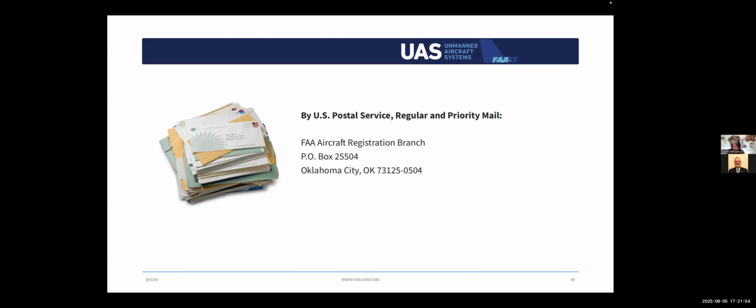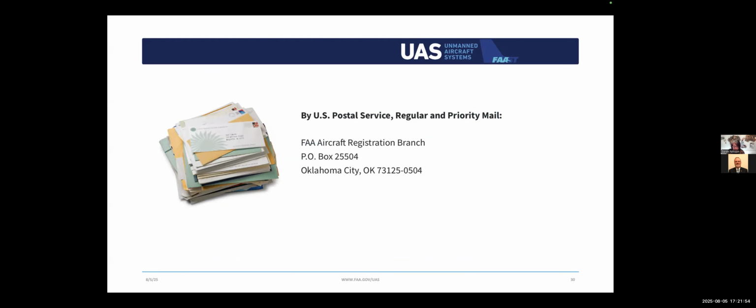Registration is required for government UA as well. All UA owned by agencies, offices, or subdivisions of the US, other than aircraft of the armed forces, must be registered in accordance with 47 and 48. So there's the address for that.